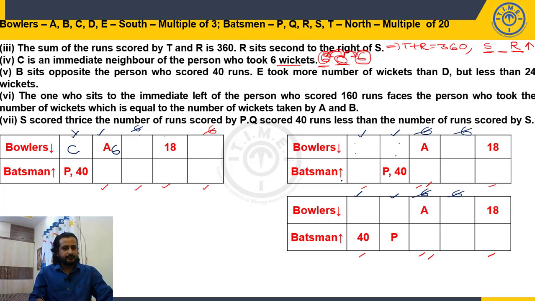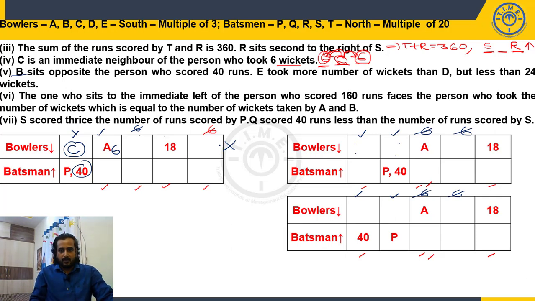Okay, now move ahead. What is given next? B sits opposite the person who scored 40 runs. Look at here. Opposite to 40, who is there? C is there. But as per the information, B will be there. So this case is completely ruled out.